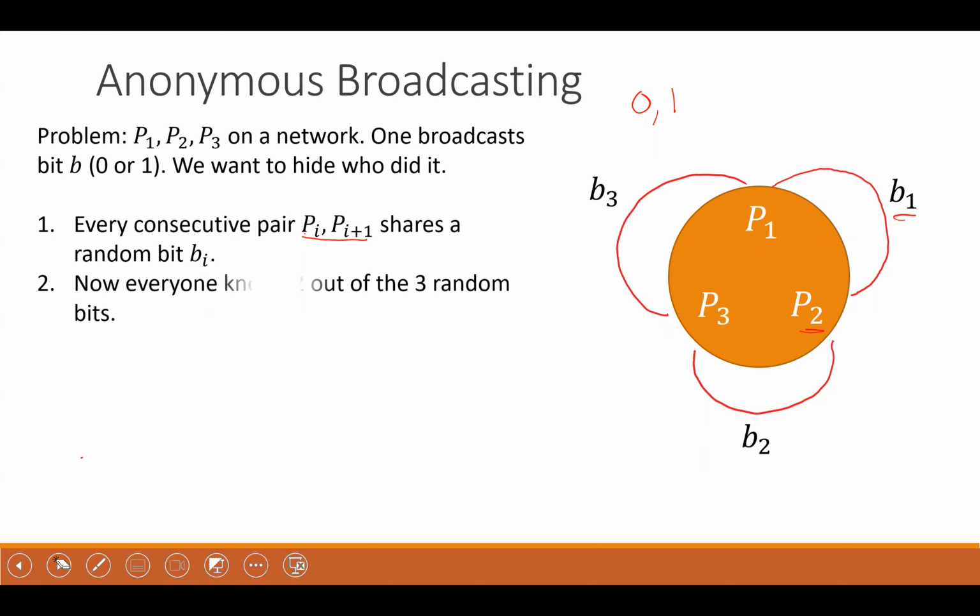Okay. So now everybody knows 2 bits. P1 knows the value of bit 1 and the value of bit 3, but does not know the value of bit 2. Likewise for everyone else. P2 knows B2 and B1, but not B3. So there's some information that's hidden from everyone, and that's going to be crucial in being able to communicate anonymously.